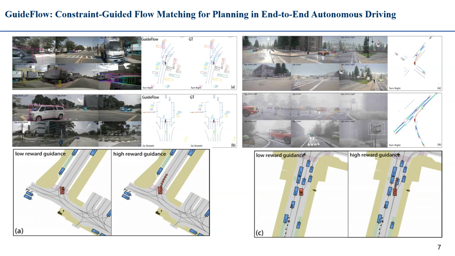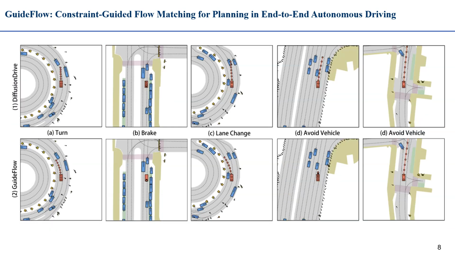It can be observed that our trajectories, while satisfying the constraints, exhibit styles different from the ground truth trajectories, which indicates that we do not rely on imitation learning. Furthermore, we demonstrate our model's ability to switch trajectory styles. In comparison with DiffusionDrive, GuideFlow shows safer planning.